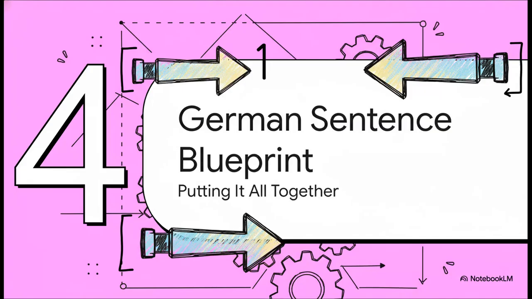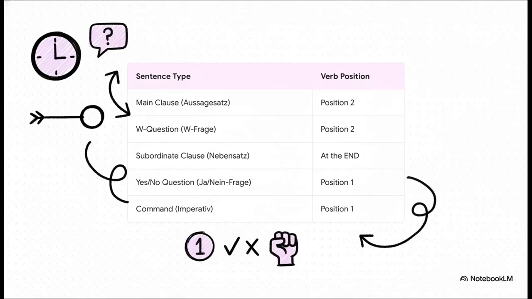So, there you have it. Position 2, the end of the clause, and position 1. It's not just a messy bunch of random rules, is it? It's a coherent framework. Let's put it all together in one simple, powerful blueprint. So, here it is. This is your cheat sheet. For standard statements and W questions, the verb is your anchor in position 2. Got it? For clauses that start with a connector word, it gets kicked to the end. And for yes/no questions and commands, it leads from position 1. That's the whole system right there.